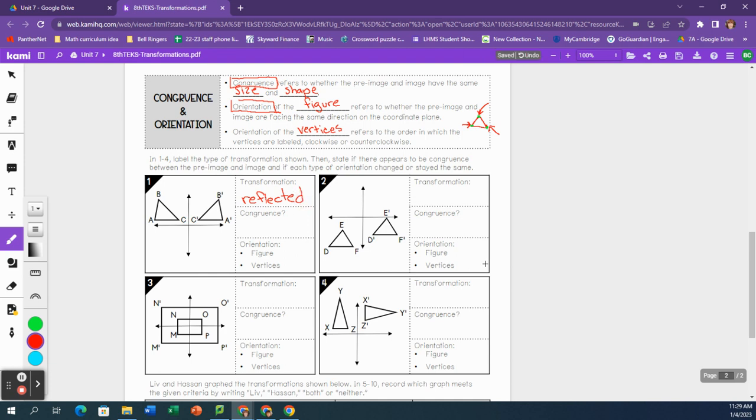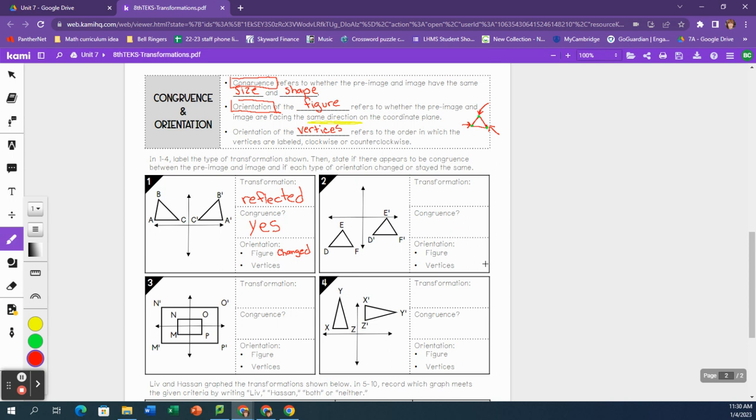Congruence. Yes. They are the same size and the same shape. Okay. Now let's talk about orientation. Did the figure change? So remember orientation of the figure. That's referring to, let's look at this again, whether the images are facing the same direction. Same direction. So if we go back to this, the orientation of the figure changed.